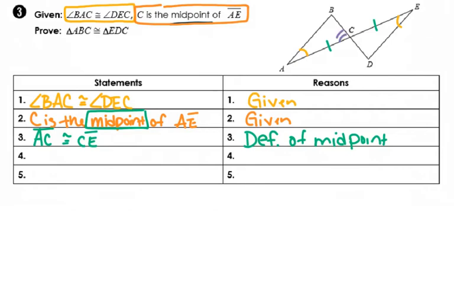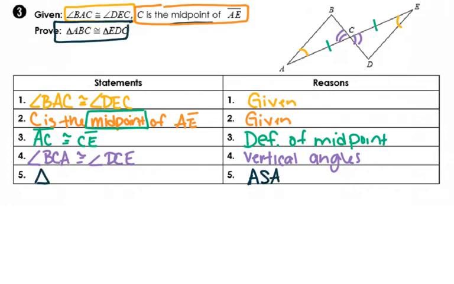And then these two angles, if you'll notice, they are vertical angles, because they're two intersected lines and they're right across from each other. So now we're just going to state that. Angle BCA is congruent to angle DCE because they're vertical angles. And now we have enough to use the angle side angle theorem. And remember, your last statement needs to be exactly what it said to prove. Alright, so that's how you write a proof for that one.